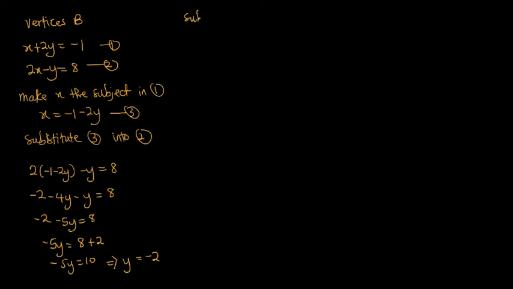Now if I substitute y back into equation 3 to get my x value, I'm going to get x is equal to minus 1 minus 2 into bracket minus 2. This will give me minus 1 minus 2 multiplied by minus 2, which will give me positive 4, and therefore x will be 3.